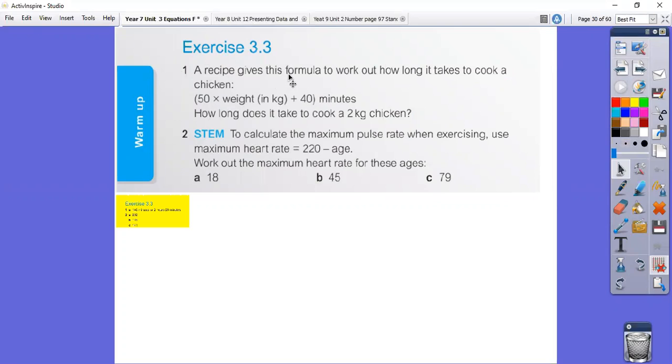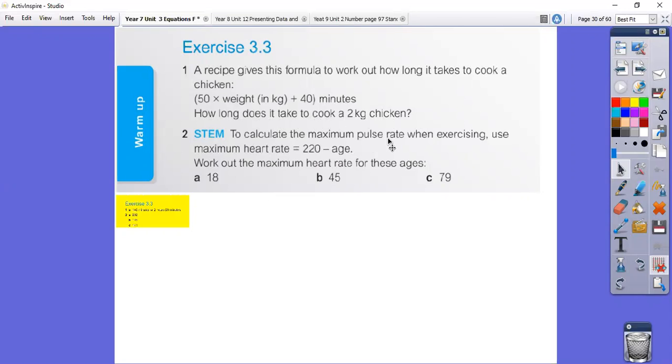Question 1 says the recipe gives a formula to work out how long it takes to cook a chicken. That's 50 times the weight of the chicken in kilograms plus 40, to work out the minutes you need to cook it for. So the question is, how long does it take to cook a 2 kilogram chicken?